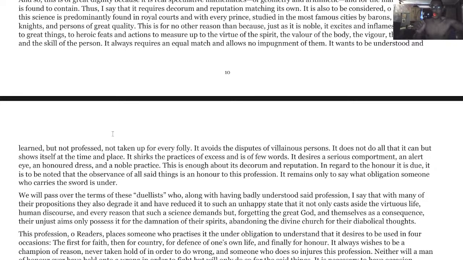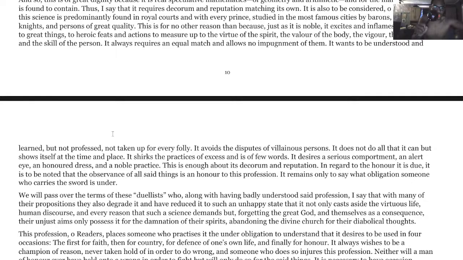This is for no other reason than because, just as it is noble, it excites and inflames our spirits to great things, to heroic feats and actions to measure up the virtue of the spirit, the valor of the body, the vigor, the strength, and the skill of the person. It always requires an equal match and allows no impugnment of them. It wants to be understood and learned, but not professed, not taken up for every folly.